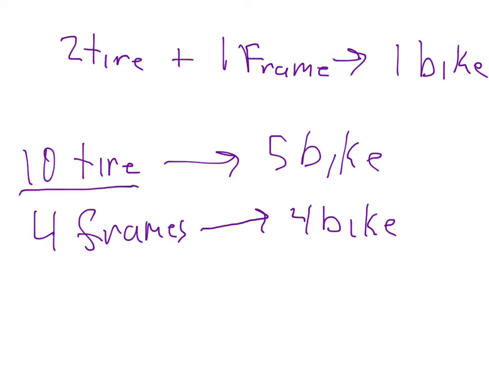Yes, 10 tires will make 5 bikes, but this is limiting us. The number of frames we have are limiting us to the number of bikes. And so in this situation, we'll make 4 bikes, and then we will end up having some tires left over, and they will be in excess. It'll be 2 tires that are left over, because for 4 bikes, we would need 8 tires. And that would leave us 2 tires left over in this situation. So we would say we would have an excess of 2 tires.